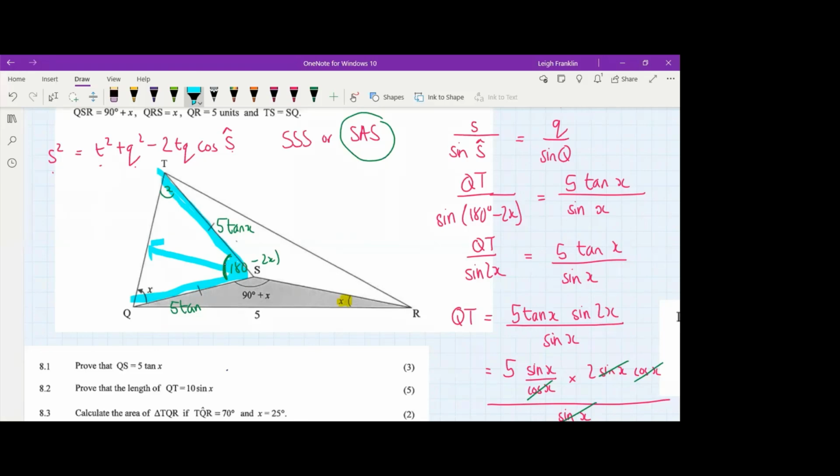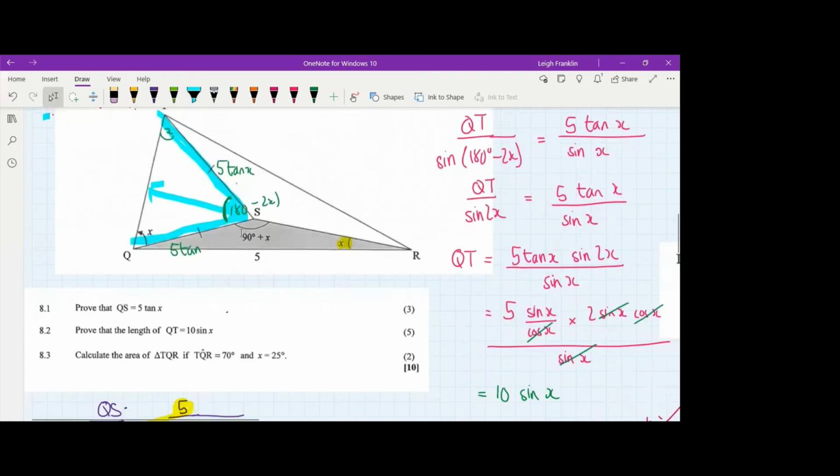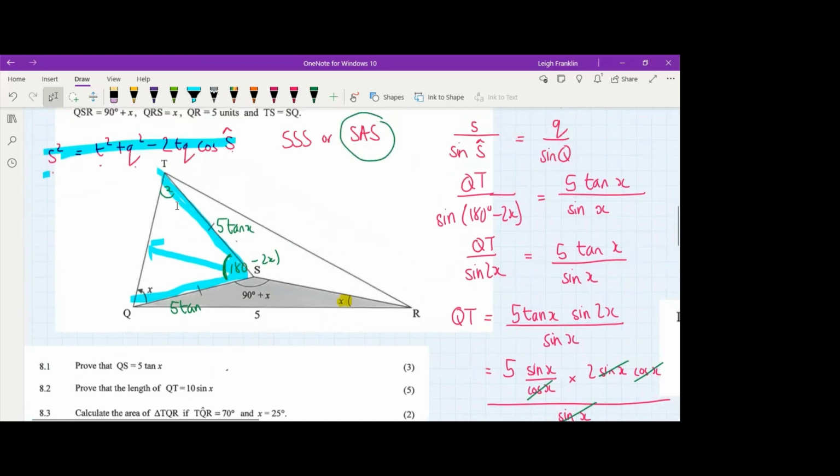You would then have to sub into this. Then just remember that whatever you've got is squared. Give that a try. That's fine. You can certainly use the cos rule here as well. You couldn't use the cos rule for this question though, for 8.1, but in 8.2 you could have used either.